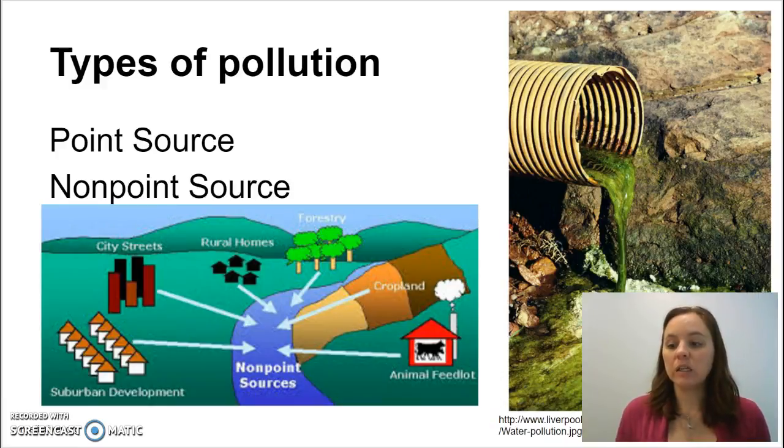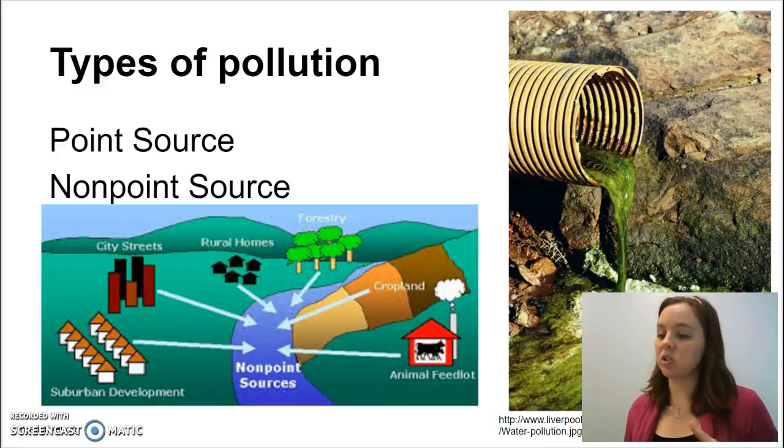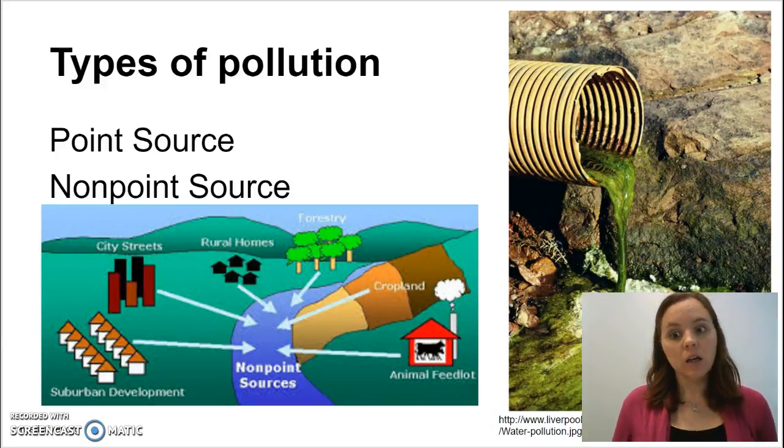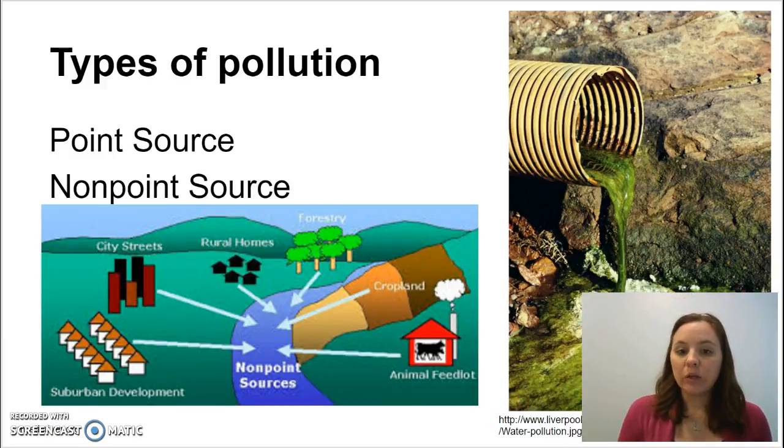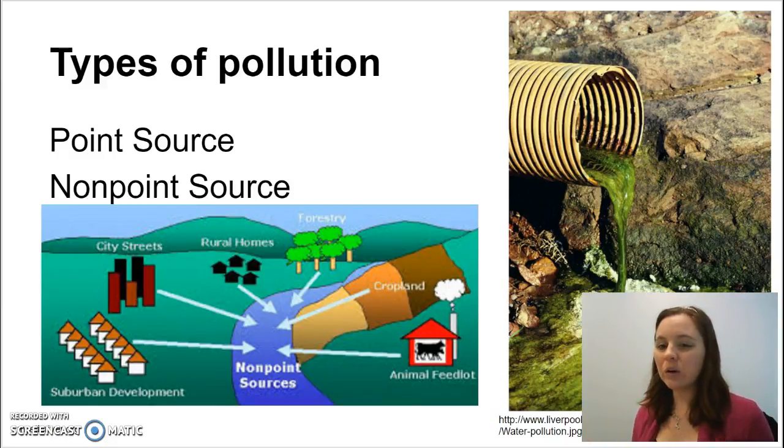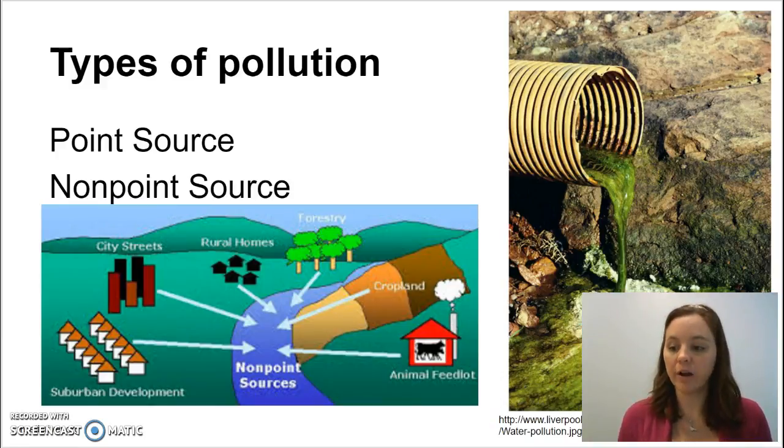Point source is any single identifiable source of pollution from which pollutants are discharged, such as a pipe, a ditch, a ship, or a factory smokestack. That is the definition according to the US EPA. These include sewage treatment plants, factories, anything that directly discharges effluent into a waterway. These are pretty straightforward to identify and regulate, so they're not really a huge problem for water quality anymore because of the Clean Water Act.